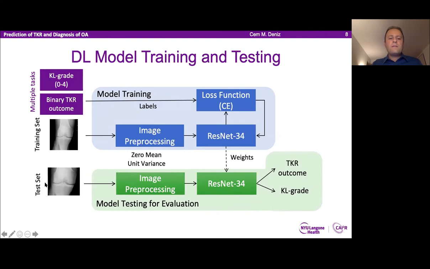In the test set, during the performance evaluation, we use center cropping and did the same image preprocessing step and used the weights from the model training. And as a result, we will obtain the TKR outcome probability and the KL grade of that image, of that knee.